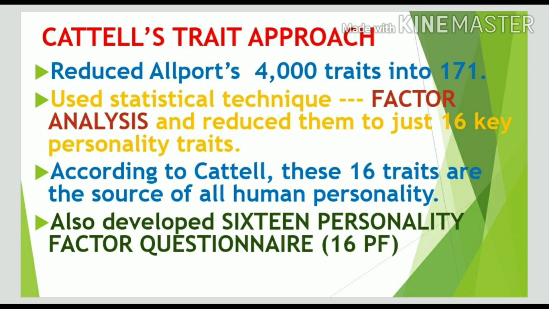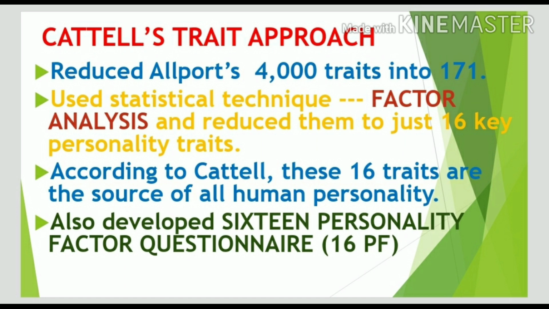Now the next approach is Cattell's trait approach. Actually, in an effort to make Allport's list of 4,000 traits more manageable, Raymond Cattell took the list and removed all the synonyms, reducing the number down to 171. And then Cattell rated a large sample of individuals for these 171 different traits. Then, using a statistical technique known as factor analysis, he identified closely related terms and eventually reduced his list of 171 traits to just 16 key personality traits. And according to Cattell, these 16 traits are the source of all human personality.